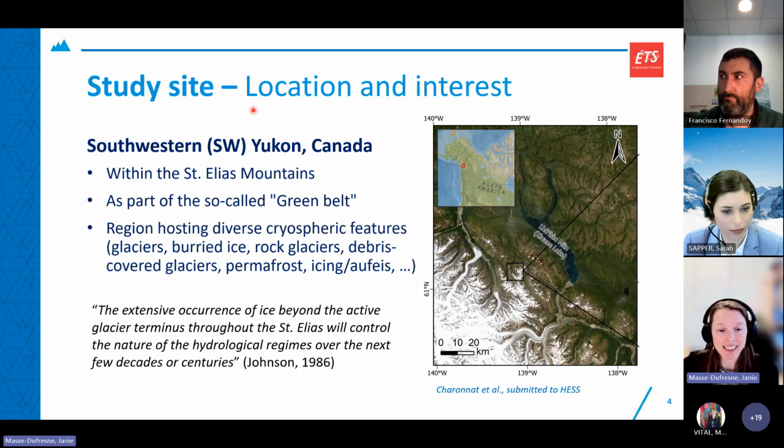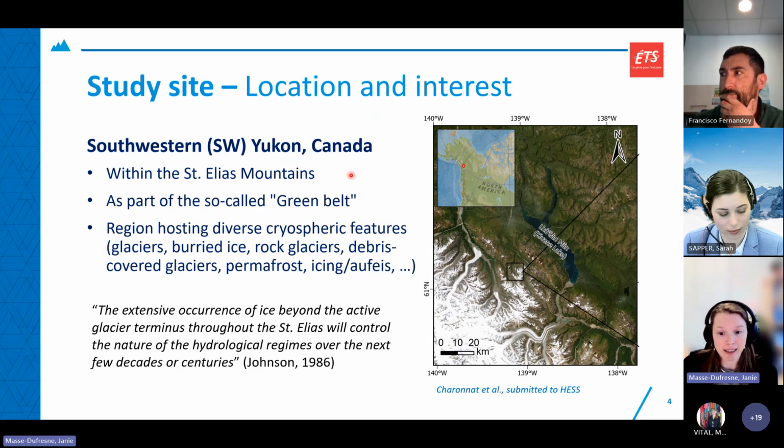So where is the study location? It's again in Yukon, Northwest Canada, and we are located in the St. Elias Mountains, but really on the side of it. On the northeast side of the range of the mountains, it's actually a place on the leeward side of the mountains, where the precipitation is not that big.